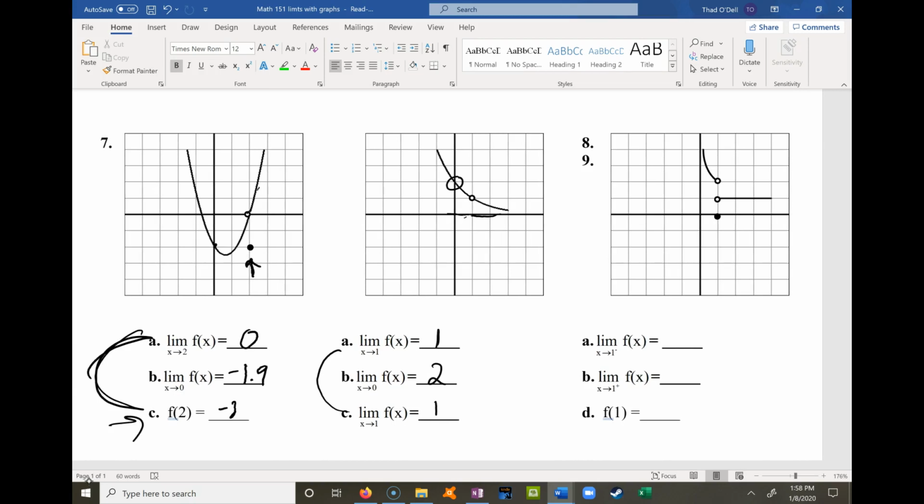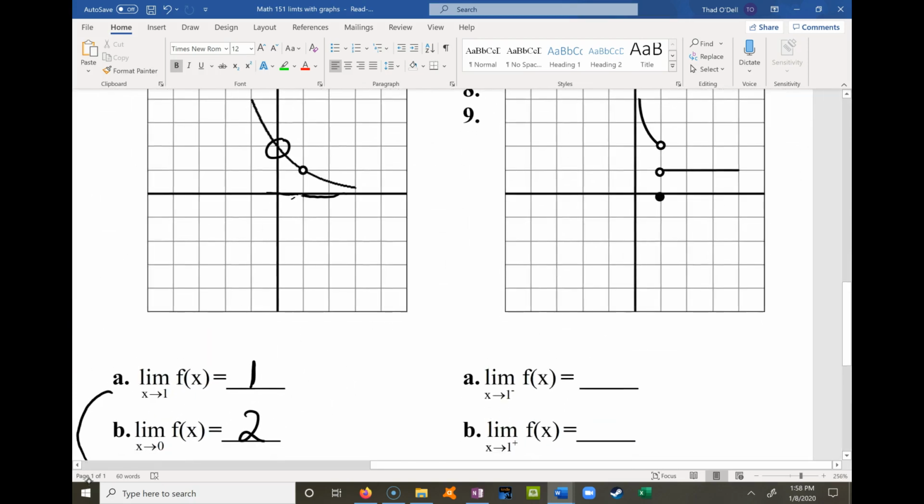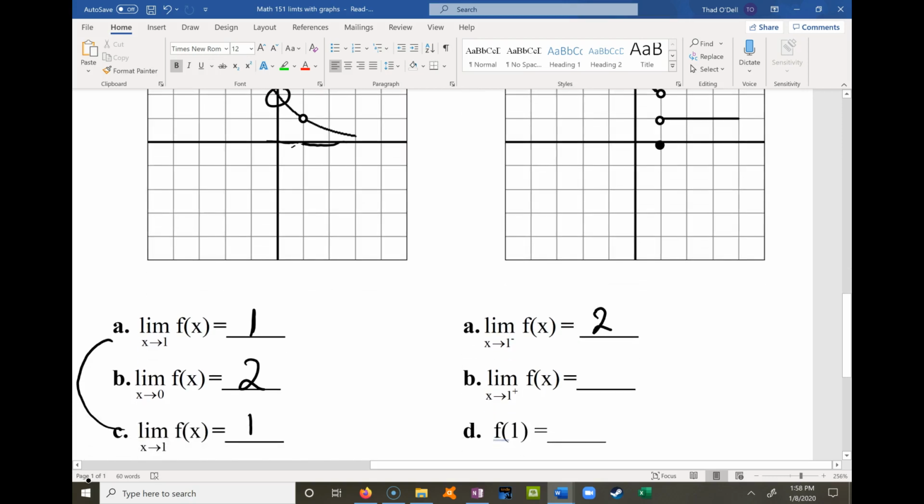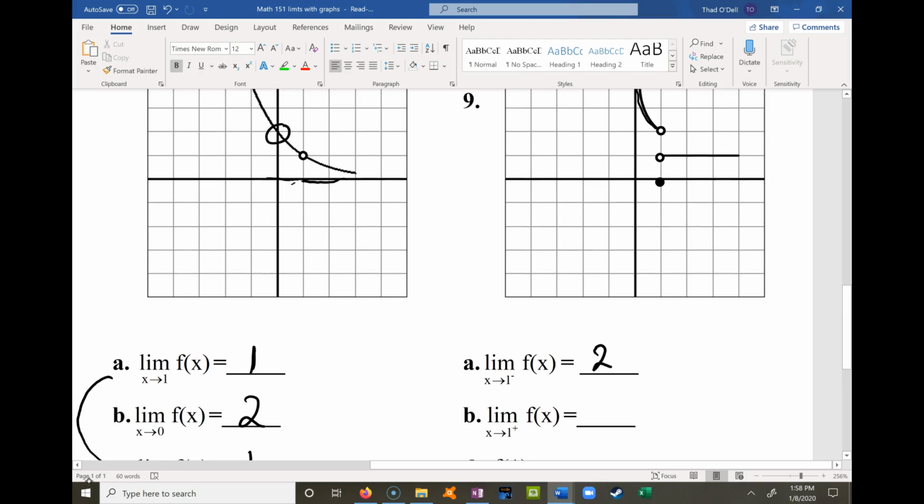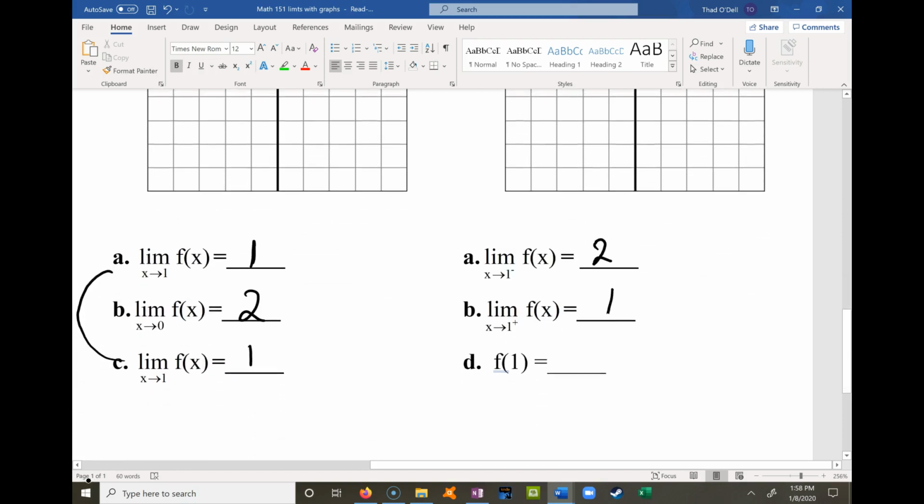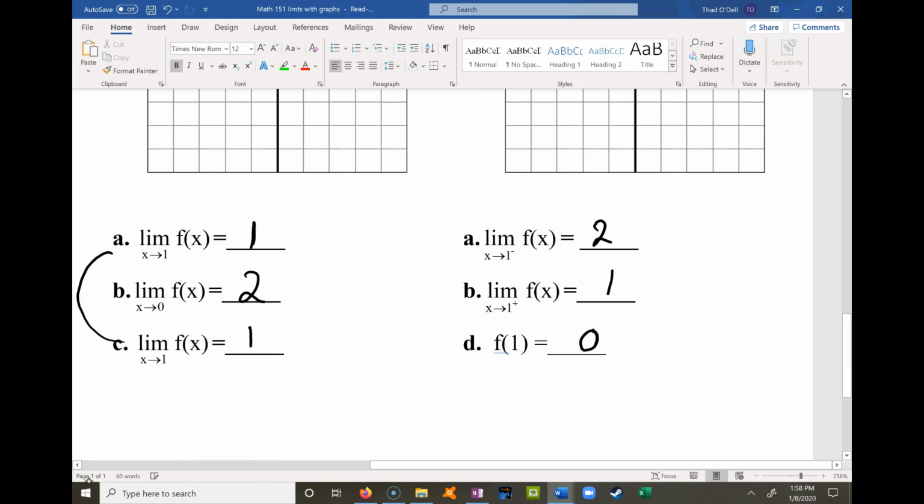Now, when we get over here, it says what's the limit of f of x as x approaches 1. See that little negative there? From the negative side. So that means we'll be coming down here, and it looks like it's headed towards 2. Then we say, how about if I approach from the right side? Approach 1 from the right side, that'd be coming in here, so that's at 1. And finally, the question was, what is f of 1? Well, f of 1 is 0, isn't it?